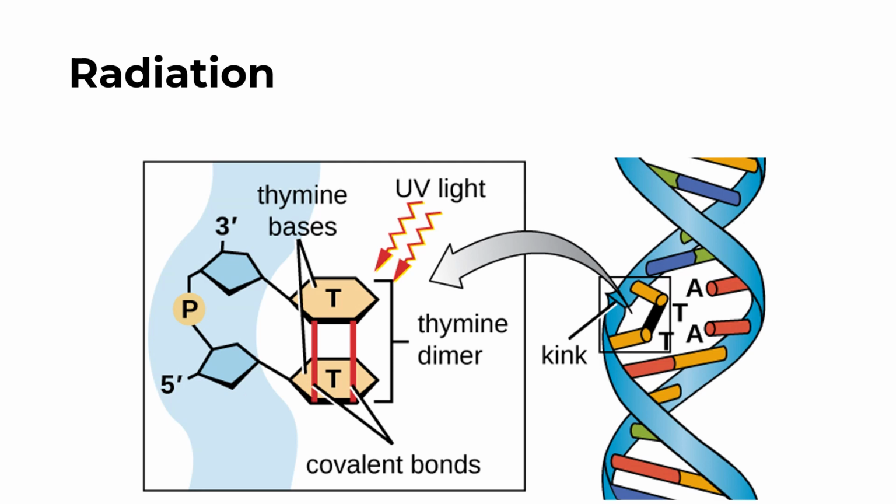Ultraviolet radiation is a lower energy form of radiation. It can cause neighboring thymine bases to form chemical crosslinks called thymine dimers. These dimers must be removed or repaired before these genes can be transcribed or replicated. Often, the repairs that are made result in frame shift or point mutations.